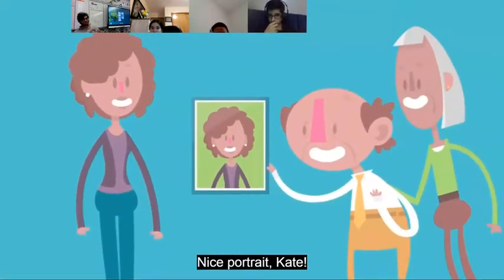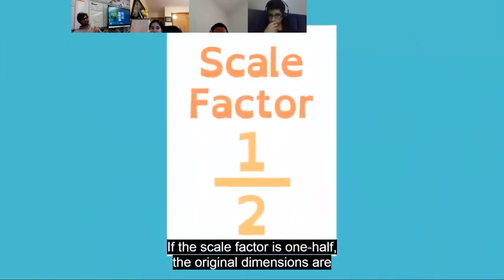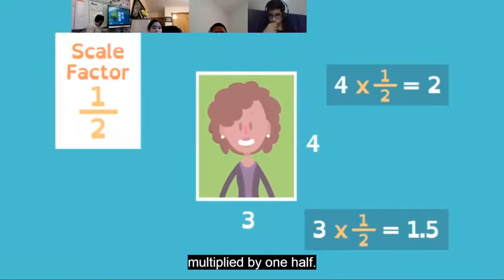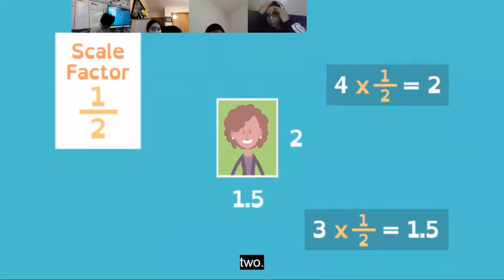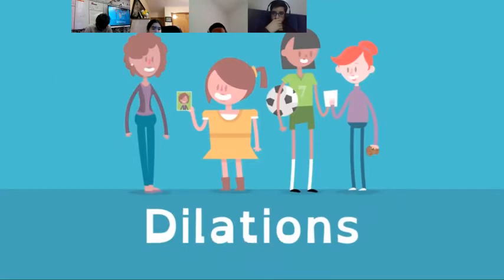Nice portrait, Kate. Grandma and Grandpa are so proud. If the scale factor is 1/2, the original dimensions are multiplied by 1/2. The dimensions of the reduced photo are 1.5 and 2. Different sizes, same proportions with dilations.